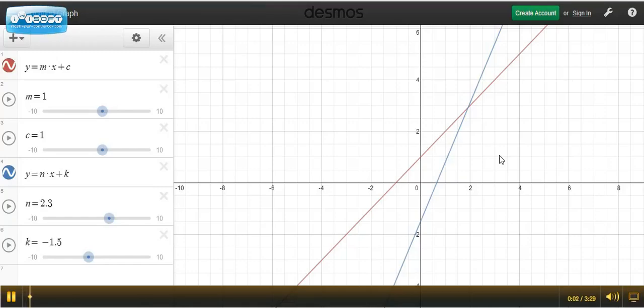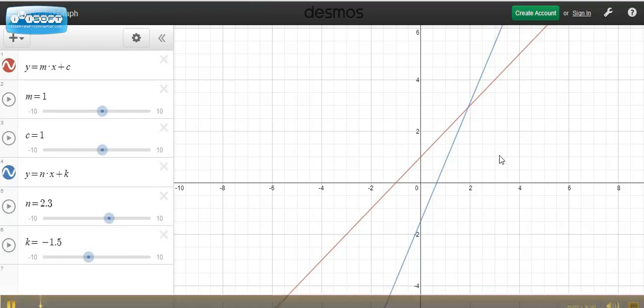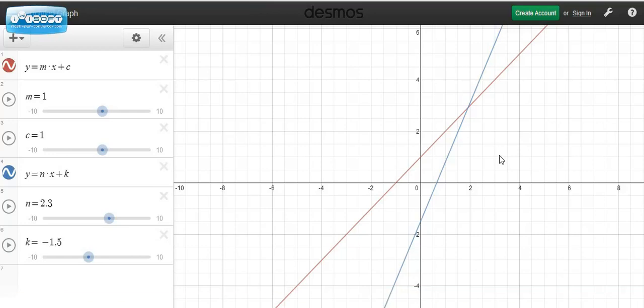Welcome to this video tutorial on graphing simultaneous linear equations. You first met the idea of linear equations back in year 10, and we've been exposed to a variety of techniques to solve simultaneous linear equations, such as graphical techniques and algebraic techniques such as substitution or elimination.